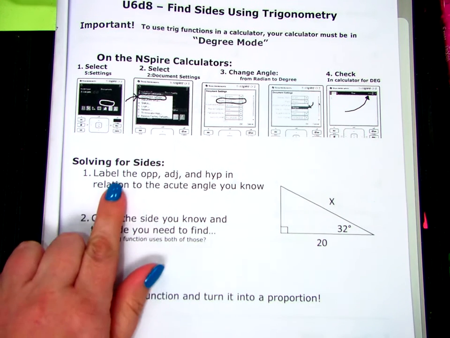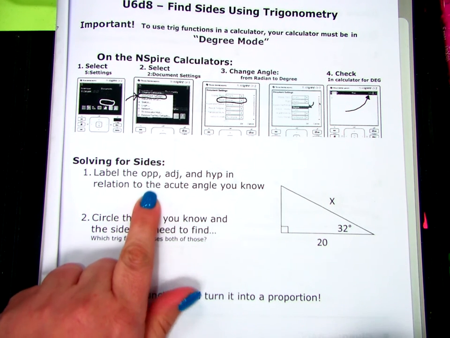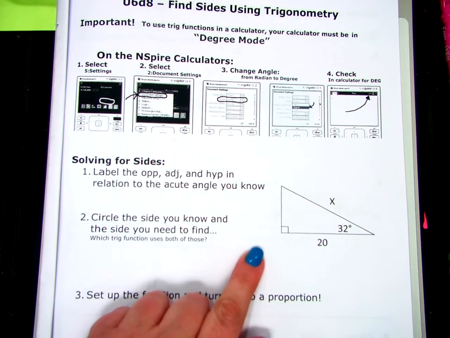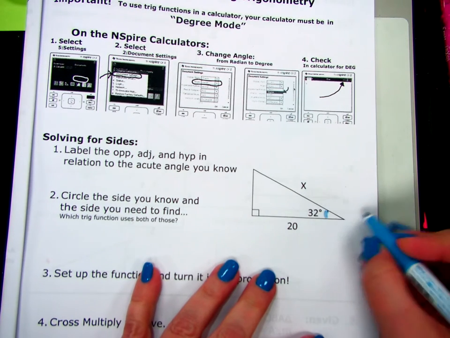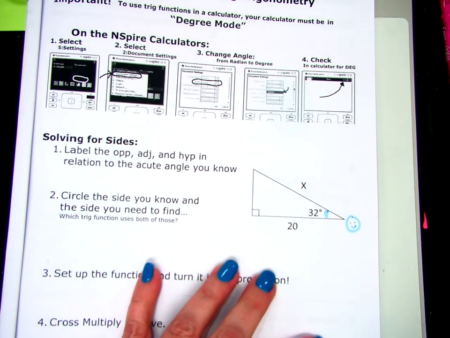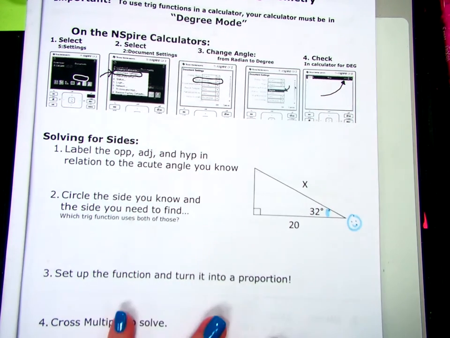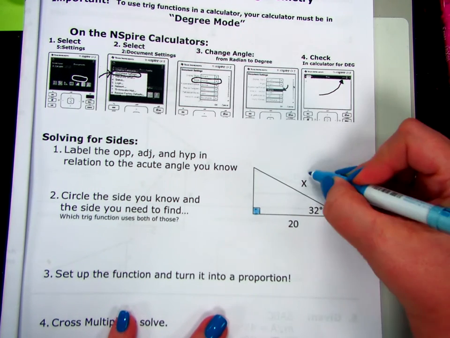Okay? The very first thing you're going to do is what we practiced yesterday, just labeling opposite, adjacent, and hypotenuse in relation to the acute angle that you know. So when I look at this picture, I can see I know this angle right here is 32 degrees. So that's where I'm going to put my smiley face. Then across from my right angle, just like yesterday, that's where I'm going to know to put my hypotenuse.